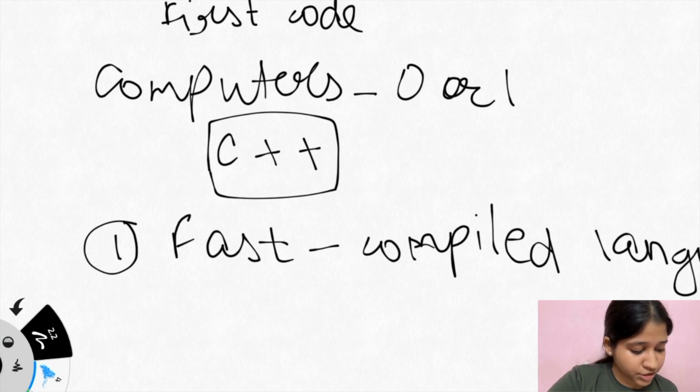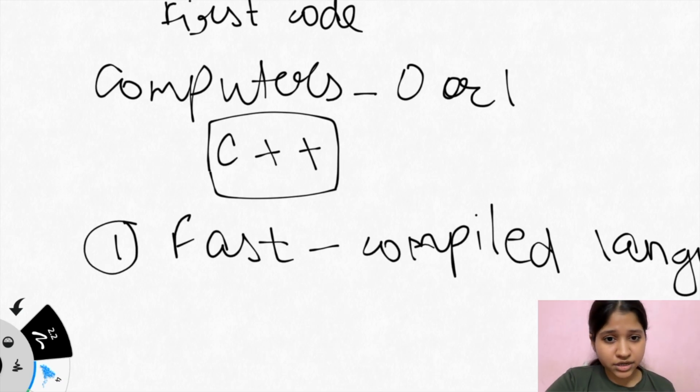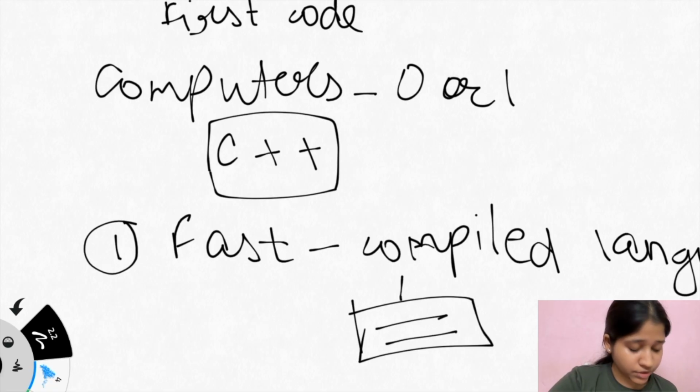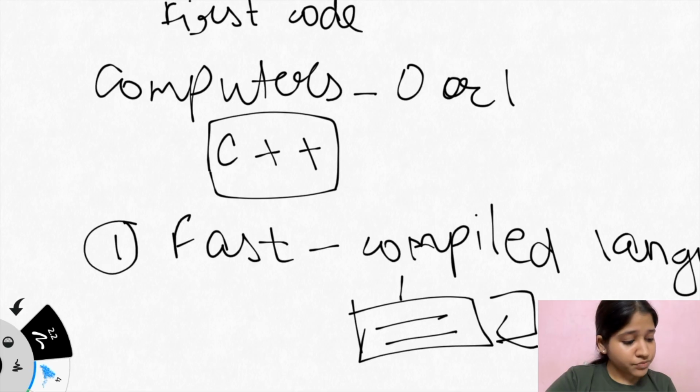Now there are two types of languages. First is compiled and second is interpreted. Compiled languages convert our entire code. Let's say this is our piece of code, and this converts our entire piece of code into one machine code before execution.